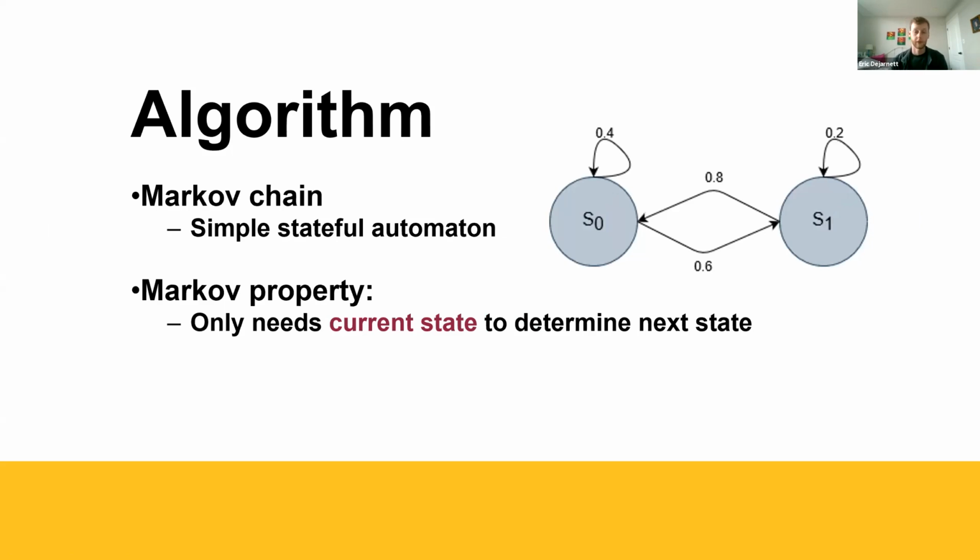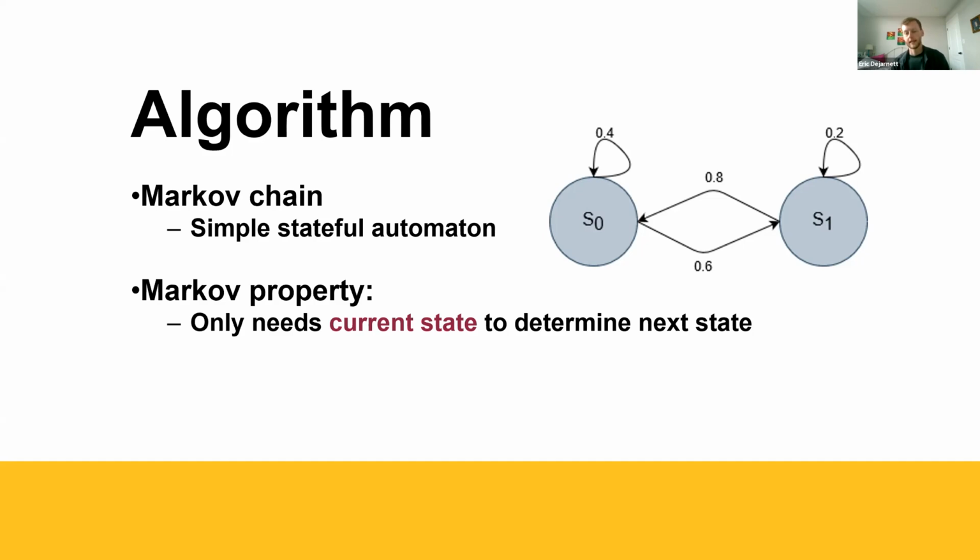What we're going to do is start small and work our way up with these stateful algorithms. If you've taken an AI or an ML class, or you've done some work in this area, you probably know what a Markov chain is. It's a very simple stateful automaton. And it's really dependent on something called the Markov property, which basically means that you only need the current state in order to determine the next state.